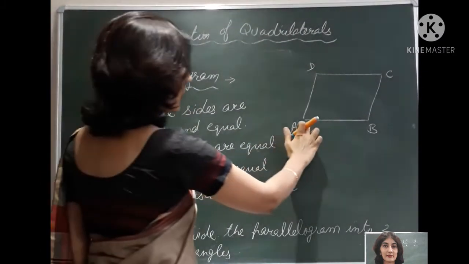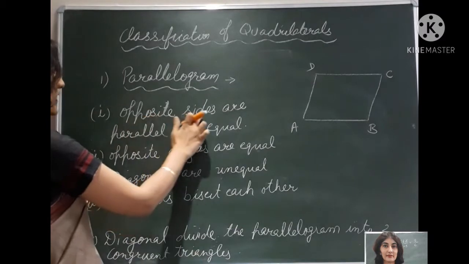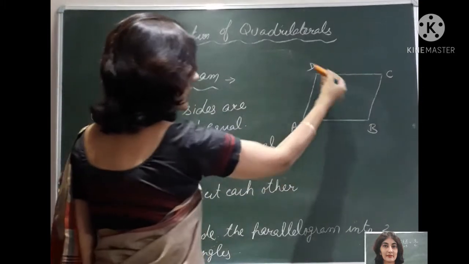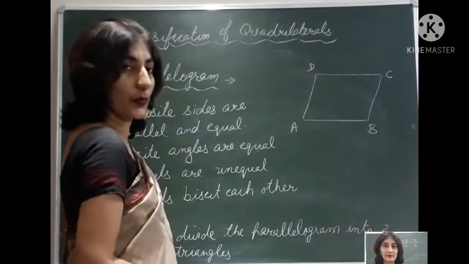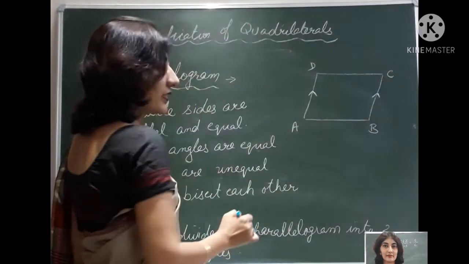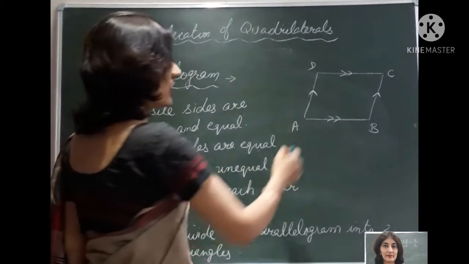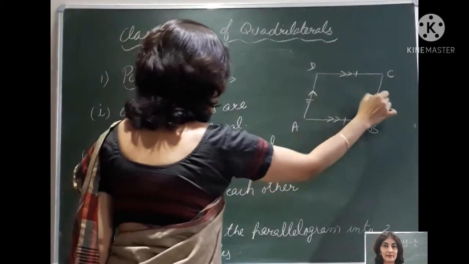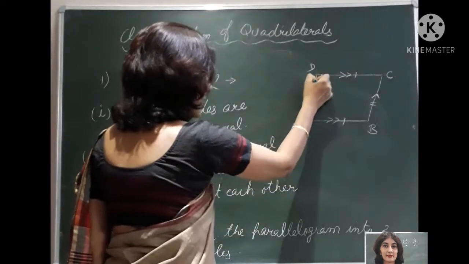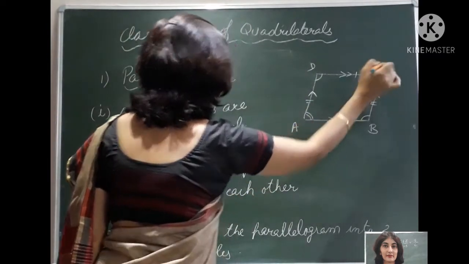See here the figure I have drawn, A, B, C, D. What are the properties of parallelogram? First point is opposite sides are parallel and equal. Opposite sides AB and CD, they are opposite, and AD and BC are opposite. Opposite sides are parallel. So for parallel we put this sign. These two sides are parallel and here these two sides are parallel, and opposite sides are equal also, so you can mark this equal sign. Second point is opposite angles are equal. That is, angle D will be equal to angle B and angle A will be equal to angle C.